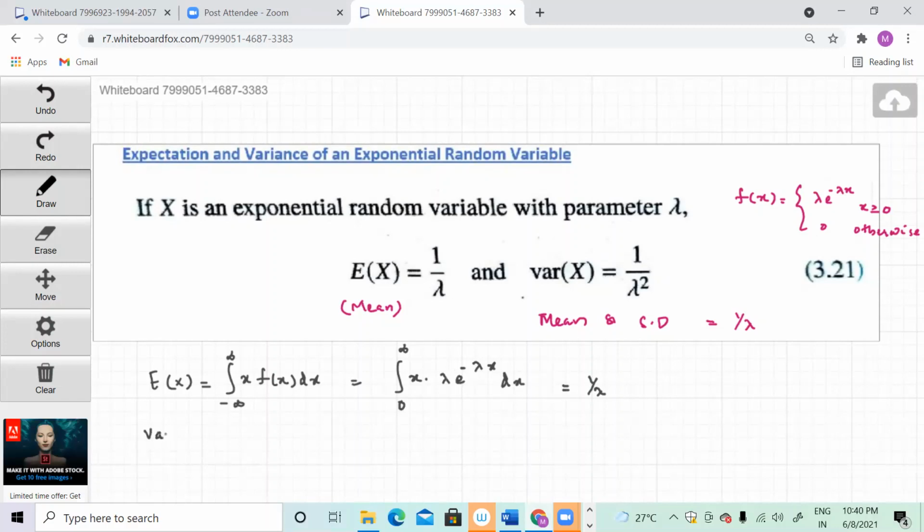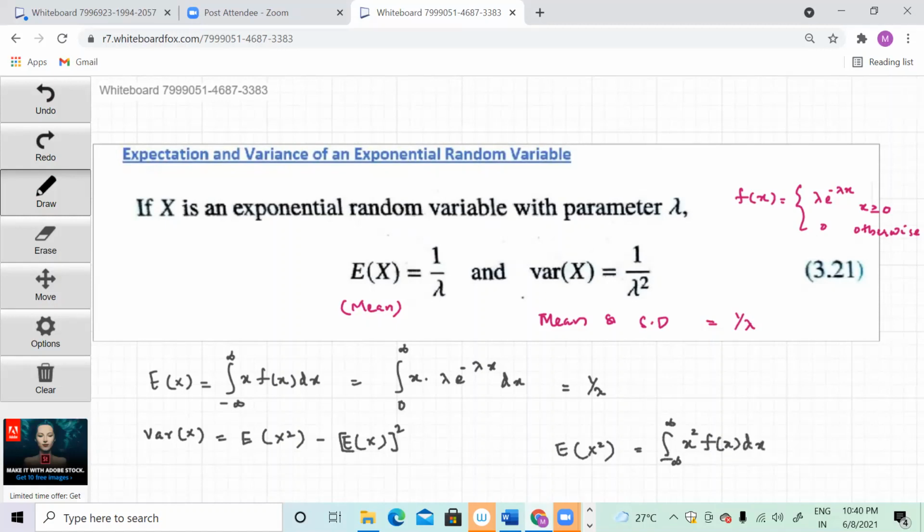Similarly, we know that the variance of X is given by the expectation of X square minus the square of the expectation of X, where the expectation of X square is obtained using the integral from minus infinity to infinity of x square f(x) dx, and in this case the limit is from 0 to infinity because everywhere else it is equal to 0, so x square lambda e raised to minus lambda x dx. After doing these computations, you will get the variance of X equal to 1 by lambda square.